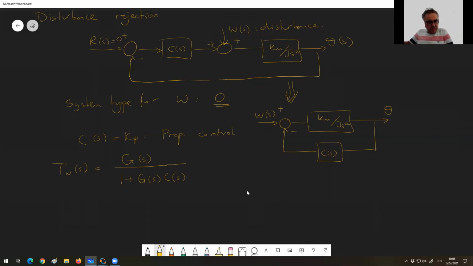So this Tw of S, if you compute it for proportional control, is going to be Km over Js squared plus Kp Km, Km being the motor transfer function. So this is the disturbance transfer function. So the system type, as we have said, is 0, but here again we have no damping. Let's look at the step response of this system now again.